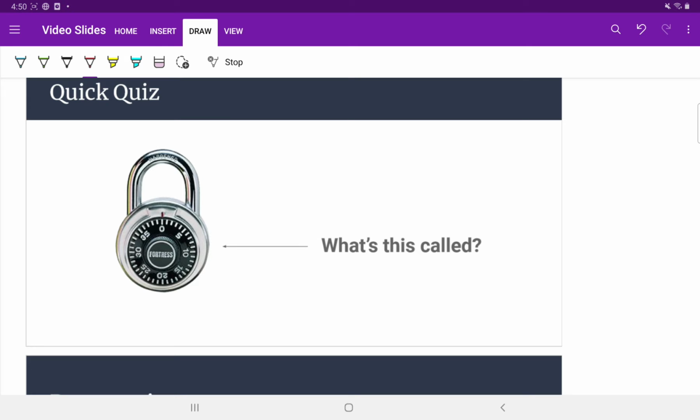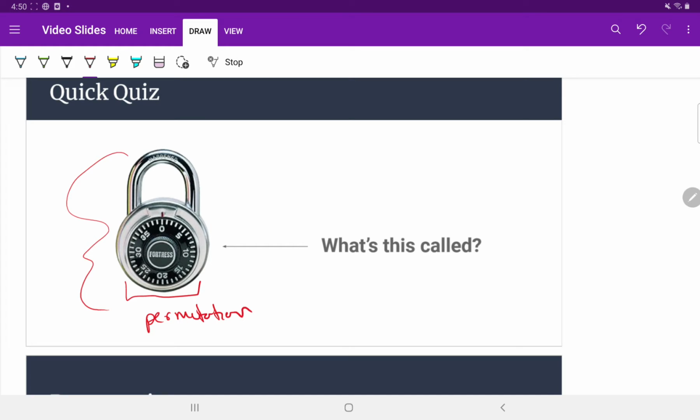This is a little quick quiz as to what we should call this right here. And more often than not, everyone says something like a locker lock, or it's a lock. And some people will be more specific and say, hey, that's a combination lock. That's what we call them outside the math class. However, realistically, this is not a combination lock. It should be called a permutation lock.